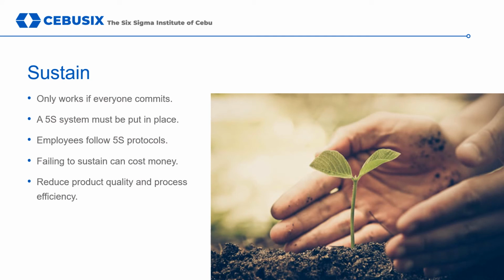5S only works if everyone on the team or within the organization commits to the process. Employees must follow the rules that are set up for standardizing and sustaining the organization. Otherwise, the team enters a cycle of cleaning up after a period of failing to keep up with the standards of 5S. The ultimate goal of sustain is a change in the organization's culture.